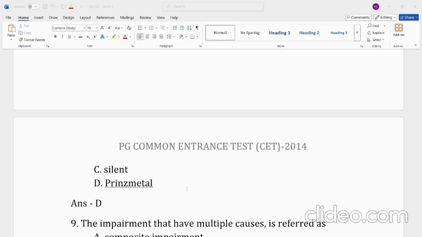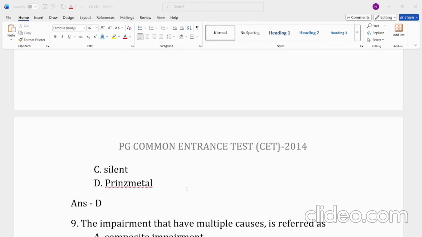rather than being triggered by physical exertion or emotional stress. And what is stable angina? Stable angina is caused by fixed atherosclerotic plaque that narrows the coronary arteries. Chest pain is predictable, brought on by physical exertion or stress, and relieved by rest or nitroglycerin.